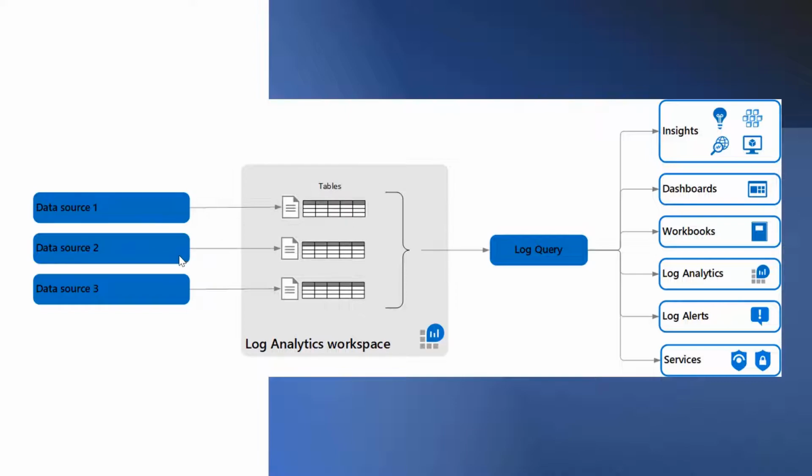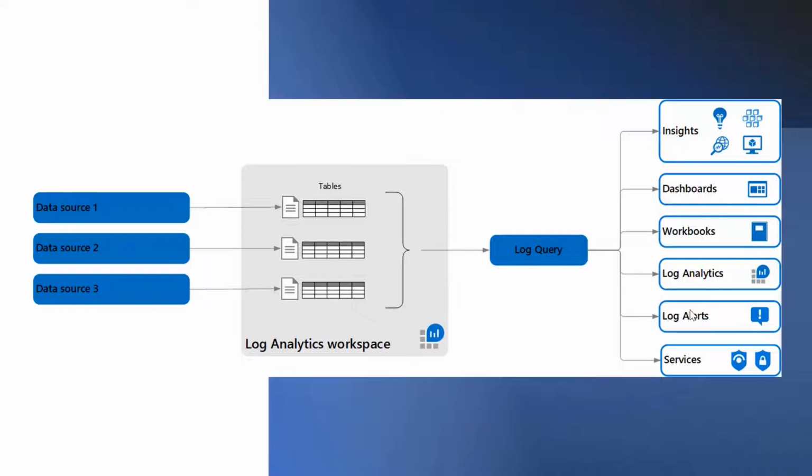On the left-hand side, you can see data sources. These are nothing but Azure services which will be ingesting the data during execution. For example, a logic app, while executing, can ingest logs into Log Analytic Workspace. We will see this in the demo. On the right-hand side, we have log query. These are queries we write to retrieve the log data. The log data can be retrieved using log queries and fed to other services, for example, dashboards and log alerts. We can identify the service behavior using log data and trigger alerts.